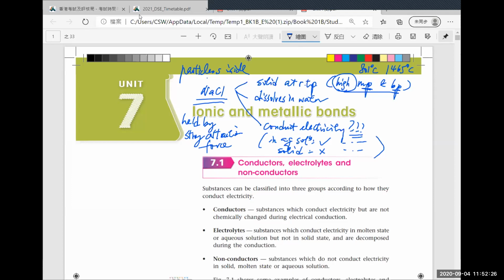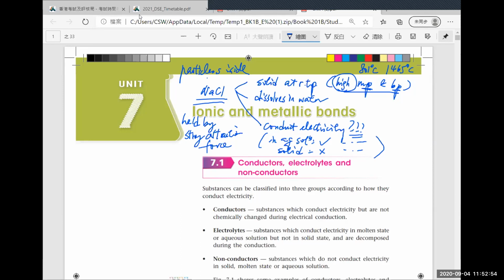Can you further explain, right? If in case the material has a low boiling point and low melting point, what is the hidden message? They have weak attractive force. Weak attractive force between what? Between the ions.